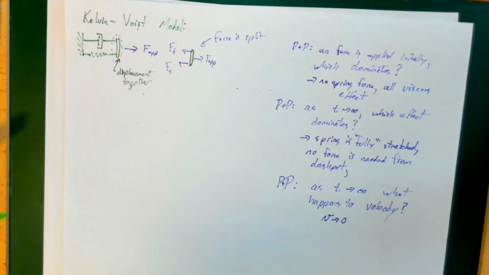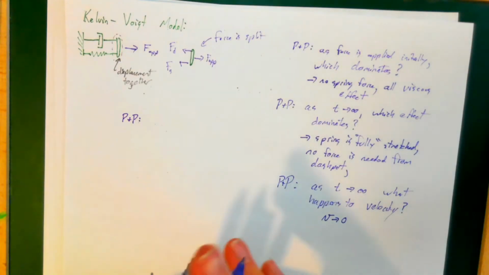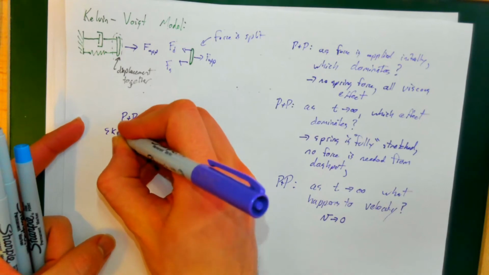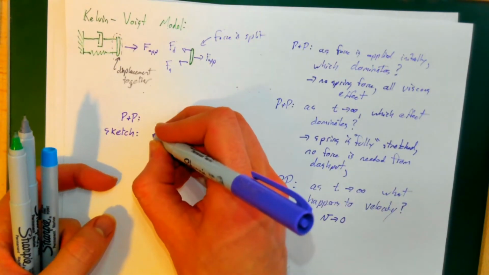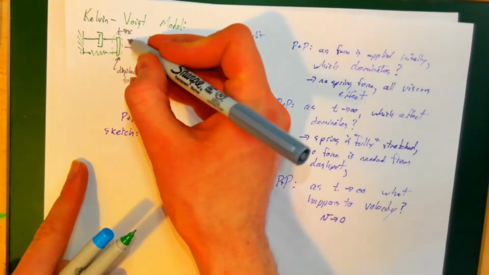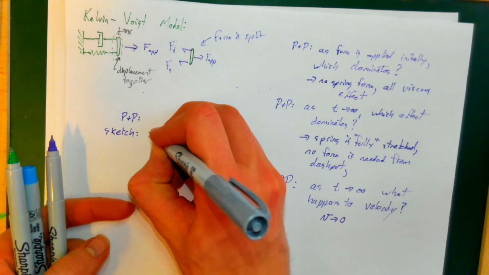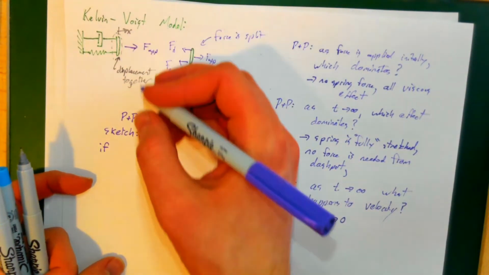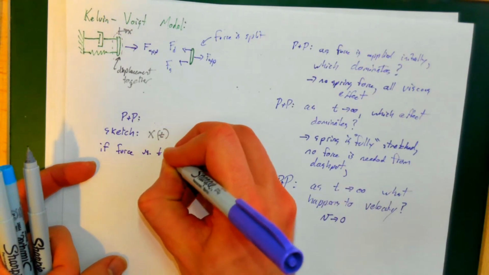So take a moment now, pause and ponder. Create a sketch of what you think the position, let's say x, is going to be as a function of time. So sketch x as a function of time if our force versus time looks like this.